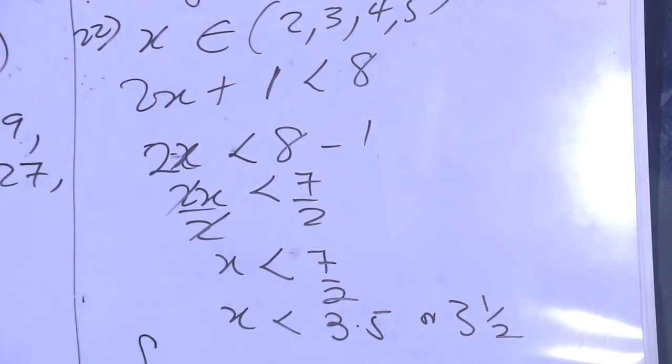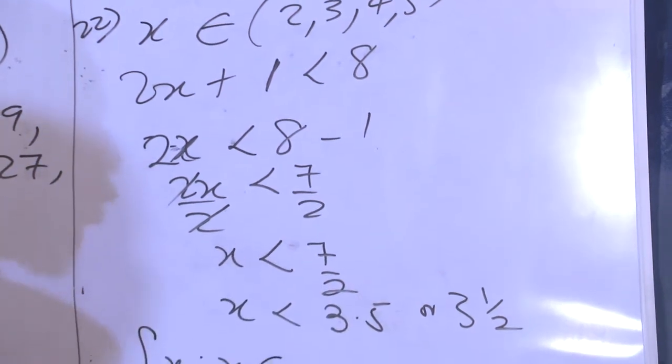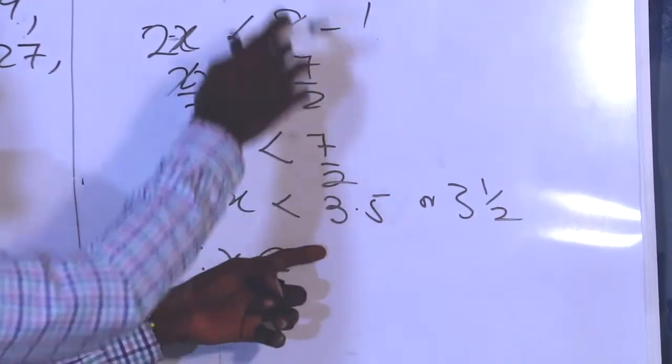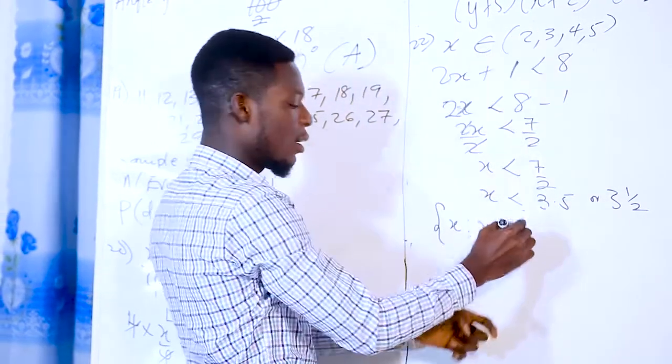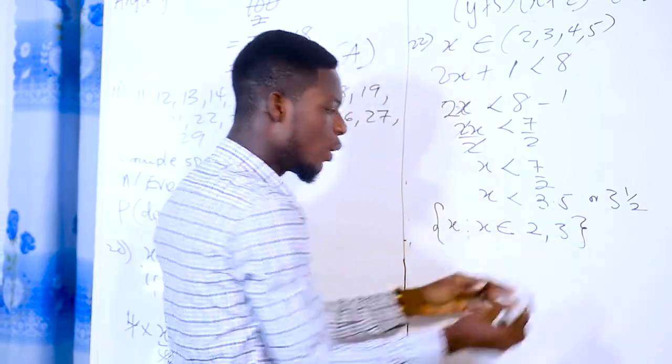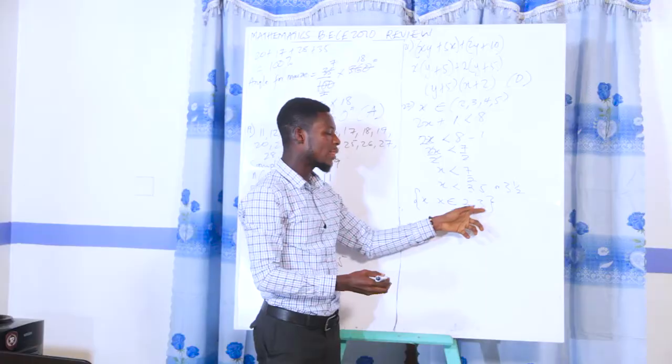So this is your curly bracket. X is such that x is a set of real numbers containing, so when you look at this set, less than 3.5 will be 2 and 3. So the values are 2 and 3.